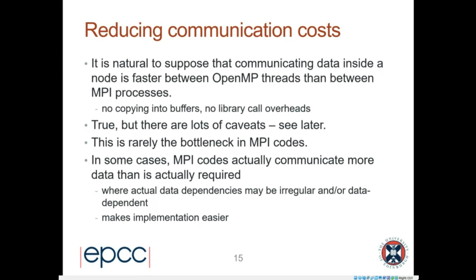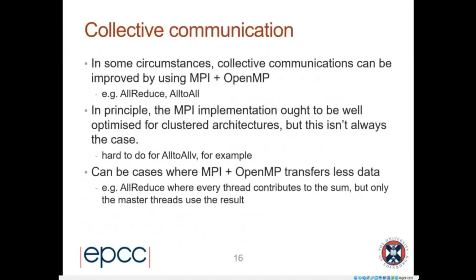So in some cases, MPI codes communicate more data than is needed, and I've got an example here. If you have irregular data dependencies, you don't know what data depends on which data, then you basically have to send everything just in case. If you use OpenMP, you can mitigate that, and there's an example coming. The other case where it can help is in collective communication. Collective communication can be improved by using OpenMP plus MPI.